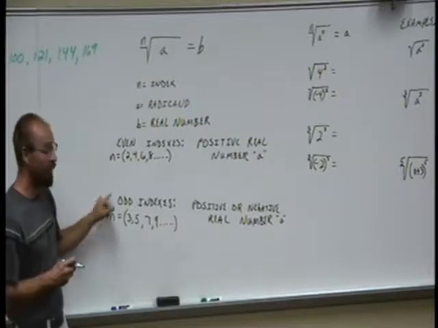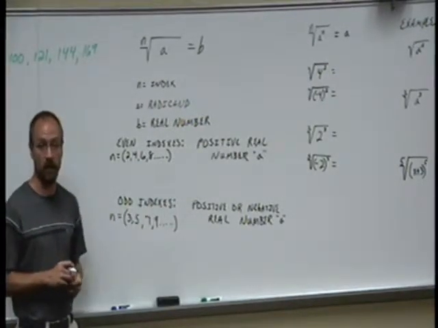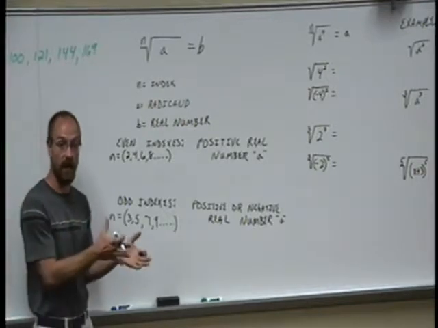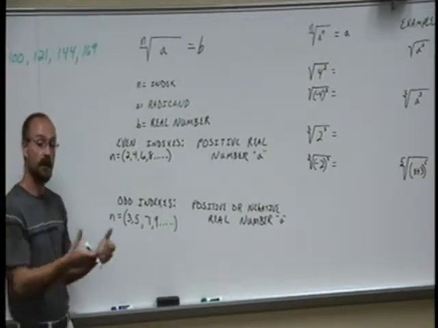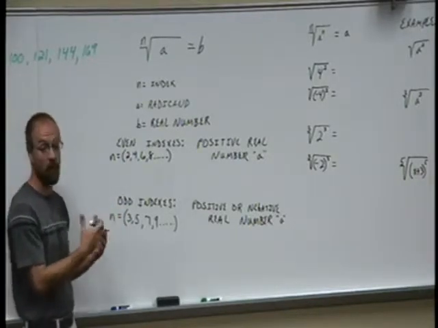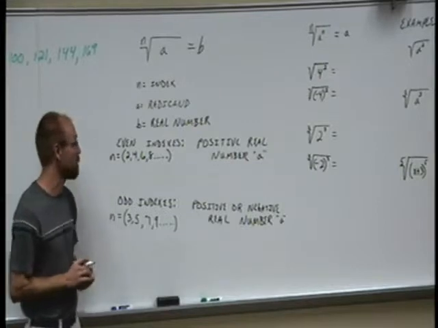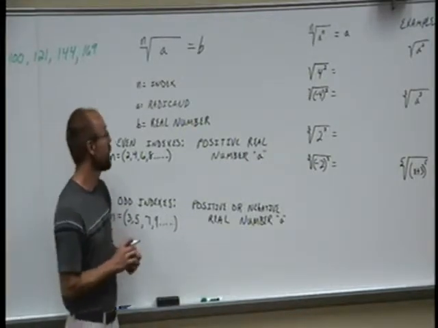And when we have odd indexes, well, it really doesn't matter. It could be positive or negative, because if we have an odd number of negatives being multiplied together, we can get a negative. If we have an odd number of positives, of course, that's still going to be positive. So let's look at some examples and some properties.